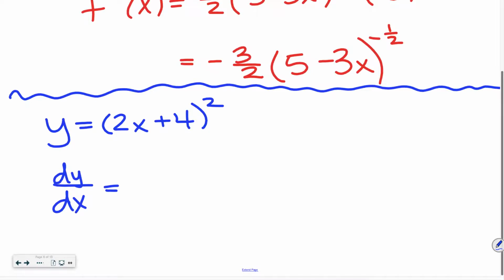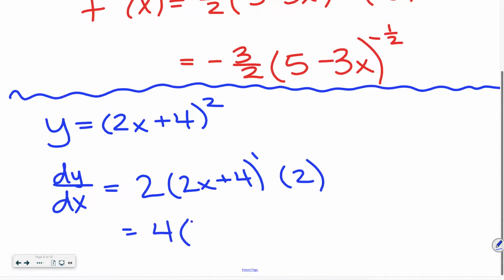Okay, chain rule. We have 2x plus 4 inside of a squared, right? So what we can do is we can apply the power rule, keeping our inside the same, and then multiply by the derivative of the inside. So we get 4 times the quantity 2x plus 4, which is being raised to the first power, which is the same thing as 8x plus 16. I remember that that was the answer. Some of you might remember that also.